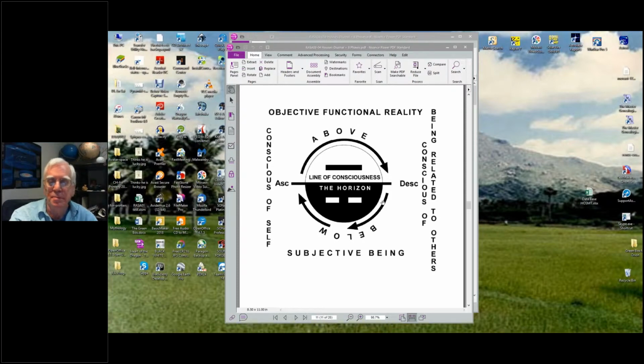So if you're going to try and look at issues of life and death, these things, and make decisions, it's good to look really at what's going on, what's happening. The ascendant is conscious of self, your self-identity, conscious of yourself. This is the point of the ascendant. The descendant is conscious of being related to others.